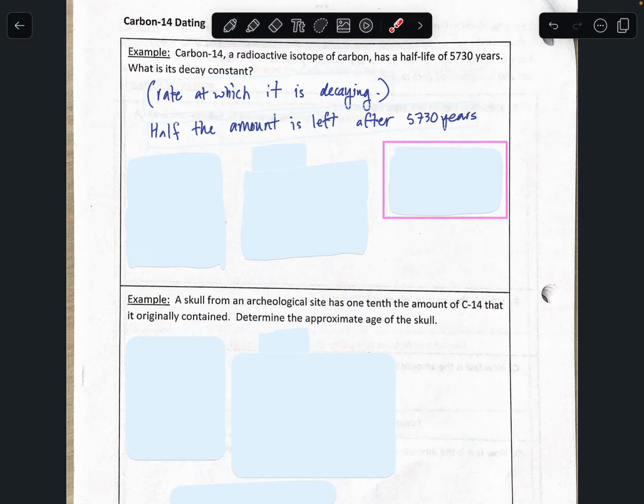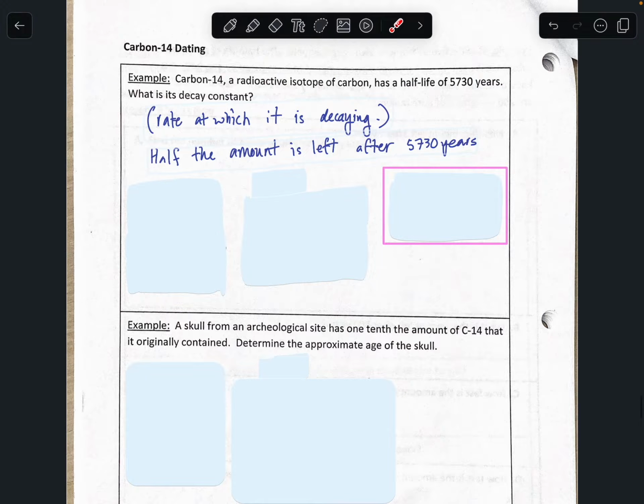Half the amount is left after 5,730 years. The one thing is they don't give us a starting amount or an ending amount, but what we can do is assume that if P, the starting amount, is 100, then the final amount should be half of that. It should be 50 after 5,730 years, since that is the half-life. So it really doesn't matter what your starting value is, as long as it ends up being half after the full half-life has happened.